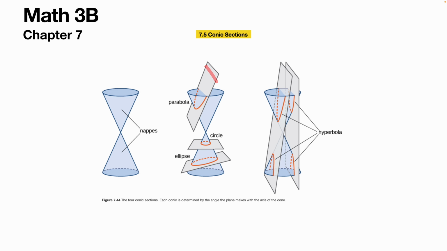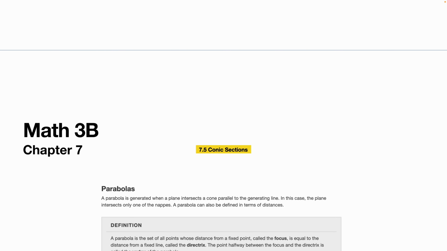Take the sheet of paper and let it be parallel with the axis of symmetry of the cone, and consider the cross section created with the two nappes, and you will result in a hyperbola. The conic sections that we'll consider, there are three of them: parabolas, ellipses, and hyperbolas. Very good.